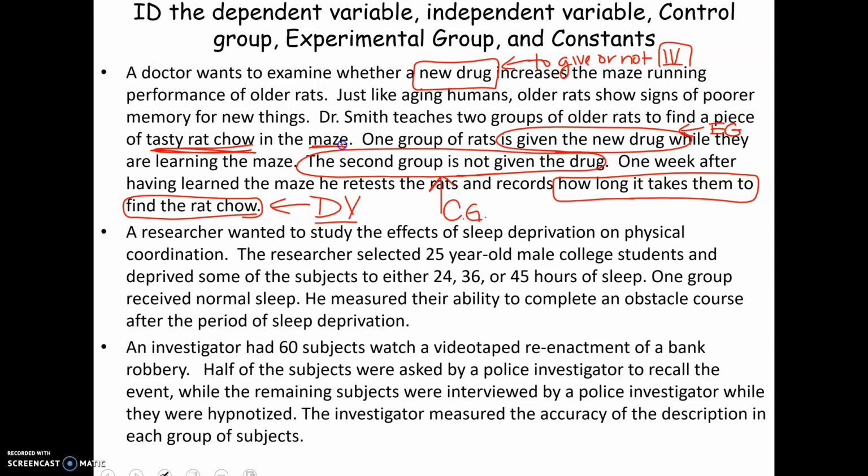They should all be doing the same maze. They're probably all older rats. So all of these would be things that we would consider to be constants, things that are kept the same in all of our groups.